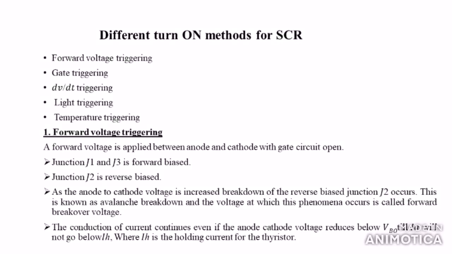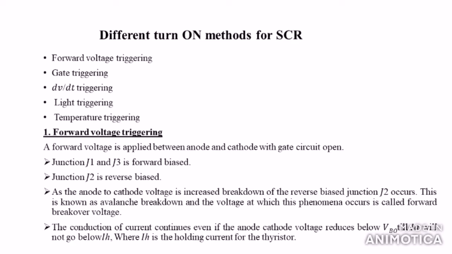In this video, we will discuss the different turn-on methods for SCR. There are 5 different methods: forward voltage triggering method, gate triggering method, dV/dt triggering method, light triggering method, and temperature triggering method. First, we will see forward voltage triggering.